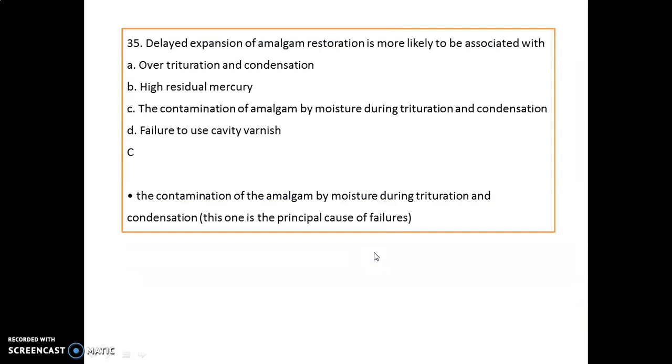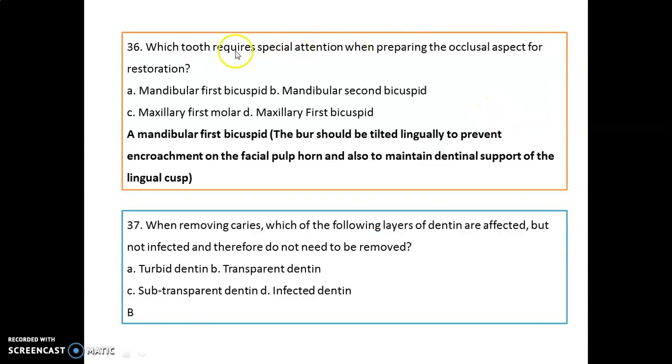Then, delayed expansion of amalgam is more likely to be associated with which factor? It is associated with the contamination of the amalgam by moisture during trituration and condensation. And this is also one of the principal causes of failure of amalgam. Then, which tooth requires special attention when preparing the occlusal aspect of the restoration? That is your mandibular first premolar. Whenever you are preparing it, the bur should be tilted lingually to prevent encroachment on the facial pulp horn and also to maintain dentinal support of the lingual cusp.